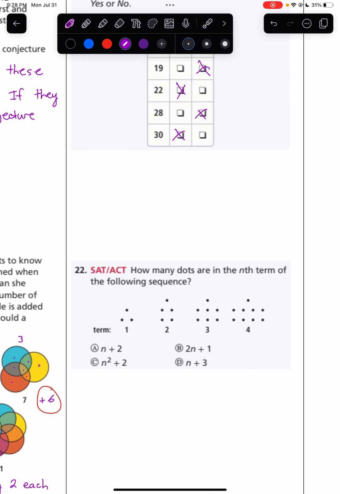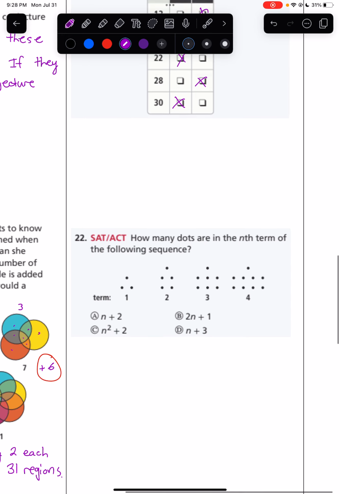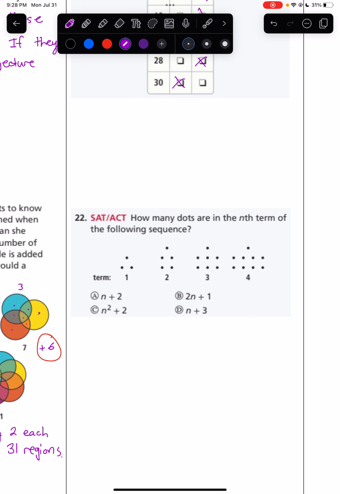22, how many dots are in the nth term of the following sequence? So the nth term in this case is going to make this, let's see, first term, second term, third term, fourth term, and our dots go 3, 5, 7, 9. It's pretty easy to tell that this is a linear function pattern with a slope of 2. That makes this a pretty simple question. It's going to be 2n plus 1 for the function rule there.